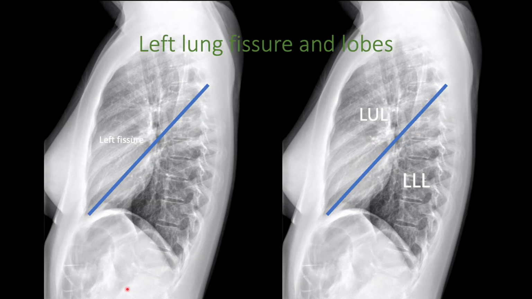If you look at the left lung, things are easier. There's only one fissure, and again, it runs at an oblique angle. Everything above the fissure is the left upper lobe, and everything below is the left lower lobe.